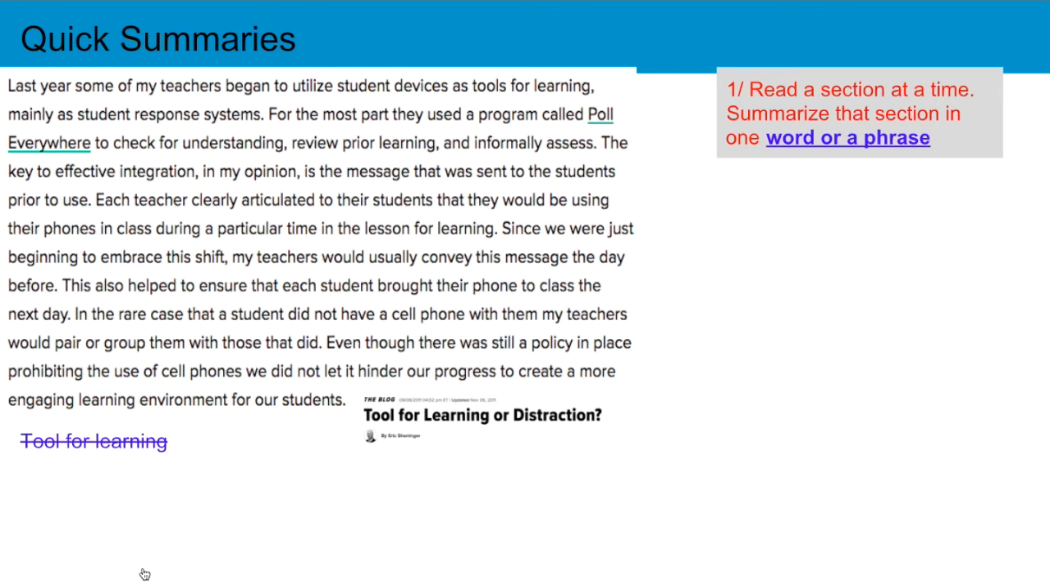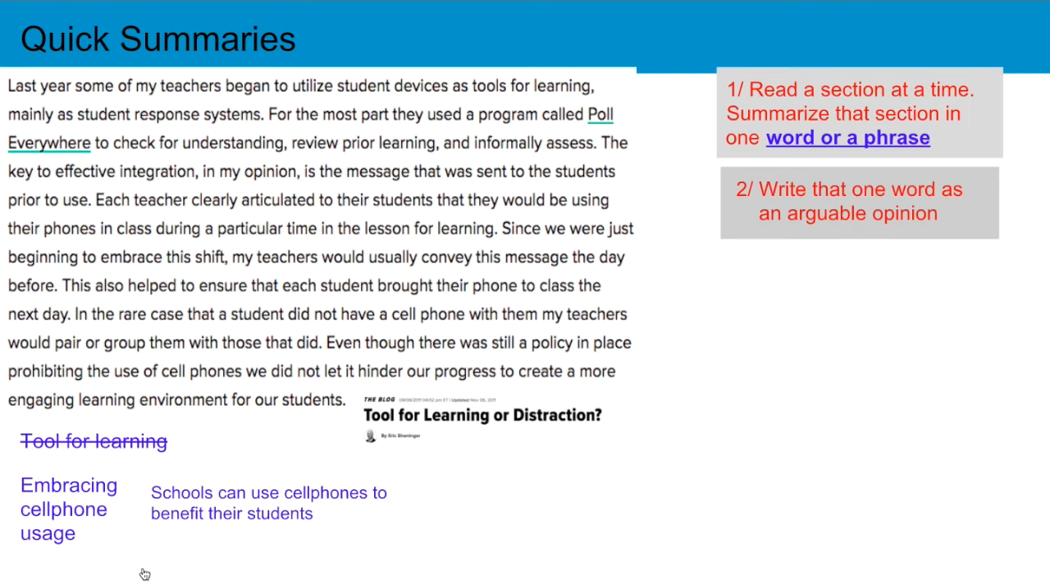So after I've read this piece of text, I thought I could summarize it as tools for learning because I looked at the title, but it's really not about tools for learning. I summarize it as, well, it's really about embracing cell phone usage. Now, once I've summarized it in a word or a phrase, I'm going to go to step two and write that word or phrase as an arguable opinion. Schools can use cell phones to benefit their students.